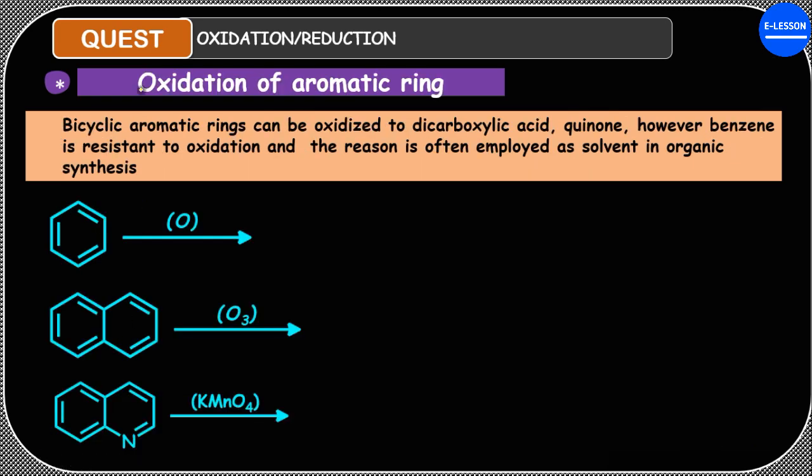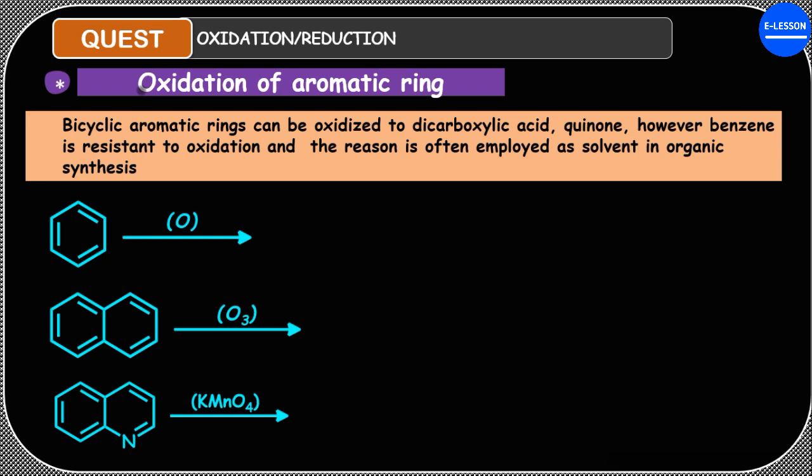The next is oxidation of aromatic ring. Now, bicyclic aromatic ring can be oxidized to dicarboxylic acid. At this point in time, I would still assume that we have known what aromatic ring is by now. We dealt with aromatic compounds in year 1, aromatic compounds in year 2. So by now we should know what aromatic compounds are, right? Now, aromatic compounds, you know, the pioneer of all aromatic compounds is the benzene structure.